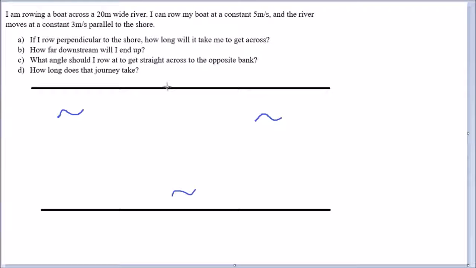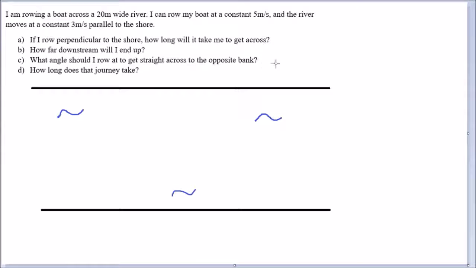Hey guys, welcome back to Food for Thought Physics, where today we're going to be using our knowledge of vectors to solve this example problem in 2D. So I'm rowing a boat across a 20-meter wide river. I can row my boat at a constant 5 meters per second, and the river moves at a constant 3 meters per second, parallel to the shore.